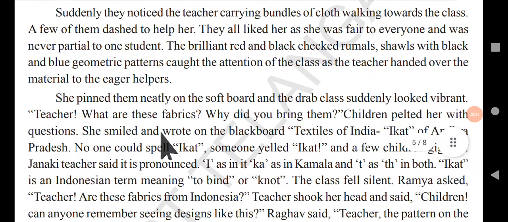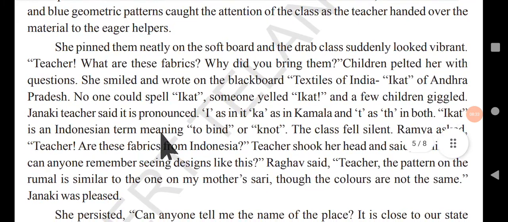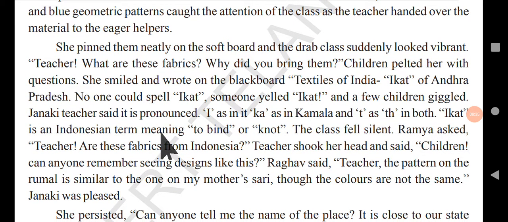Okay, so now she pinned them neatly on the soft board, and the drab class suddenly looked vibrant. Immediately she brought all of them, she pinned them down, in the sense she kept all these vibrant, differently colored cloths on the table. "Teacher, what are these fabrics? Why did you bring them?" Children pelted her with questions.